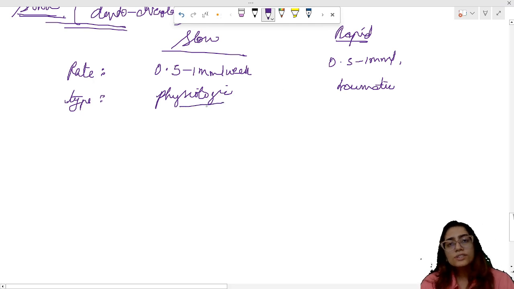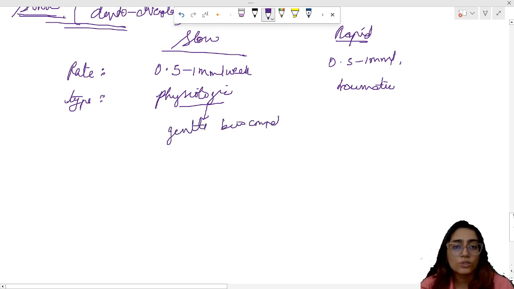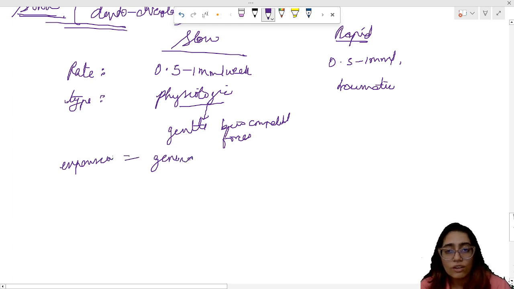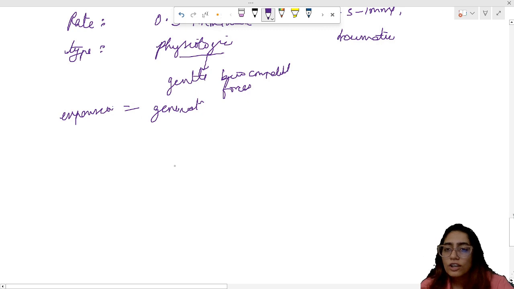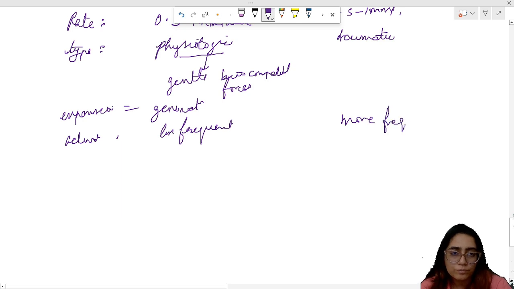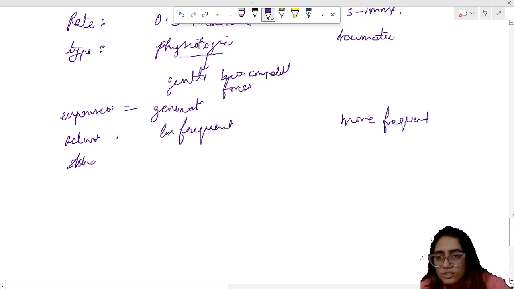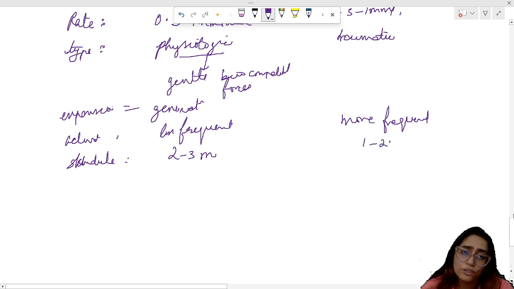If we come to the slow, the principle behind slow expansion is that it uses gentle biocompatible forces such that the expansion is equal to generation. So obviously it is more physiologic. If we talk about the activation, it is less frequent with slow expansion, and more frequent with rapid expansion. If we talk about the total time taken, it will be around 2 to 3 months with slow expansion, while with rapid it is only around 1 to 2 weeks.